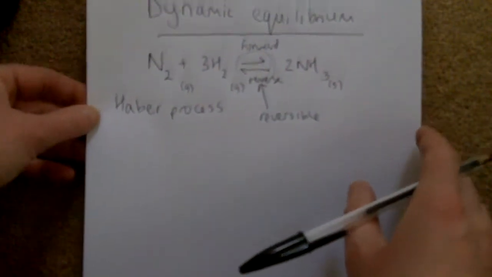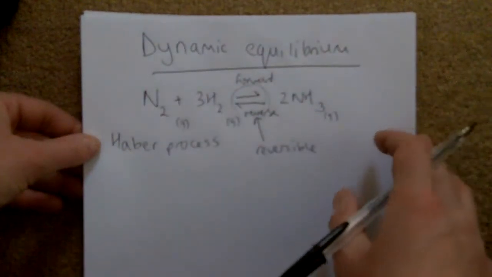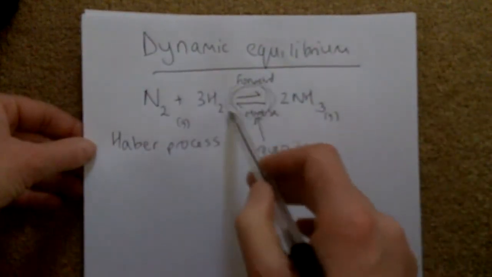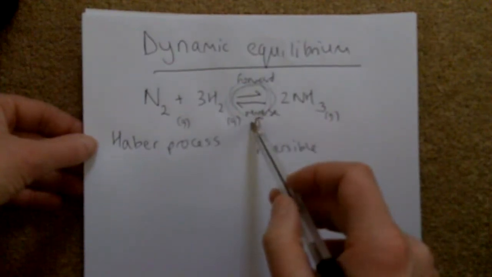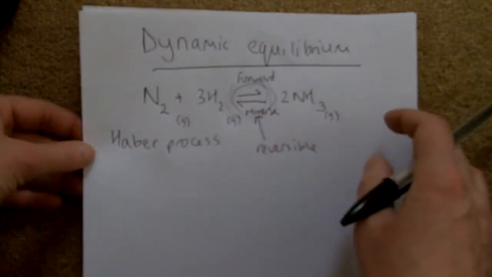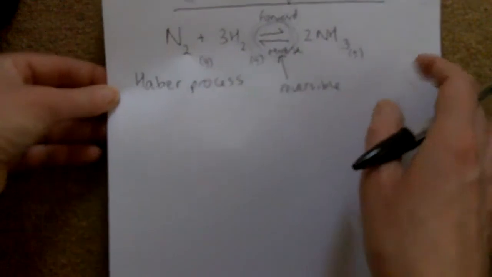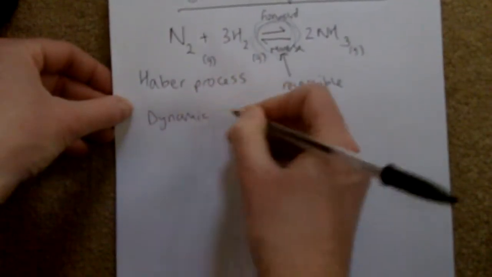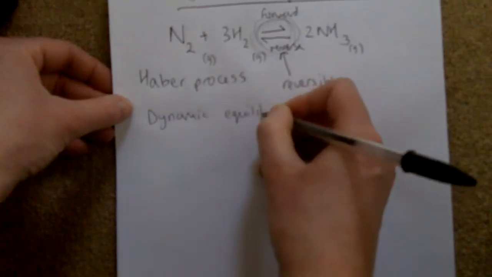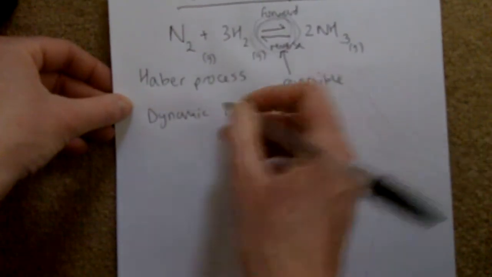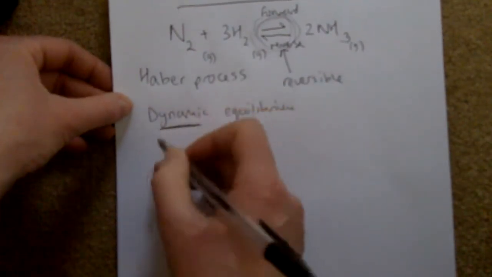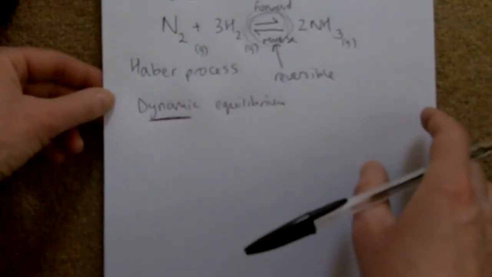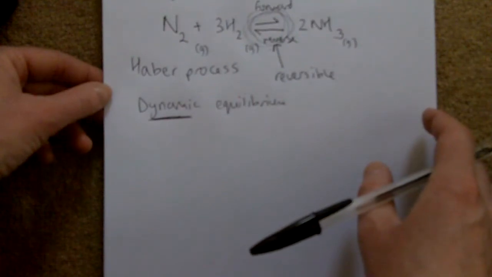Okay, so what does dynamic equilibrium actually mean? When you see this sign, it doesn't mean that it's automatically in dynamic equilibrium. So what does it actually mean? So dynamic equilibrium means, the word dynamic means constantly changing, constantly moving. I mean, the opposite would be static, where it's not changing at all.